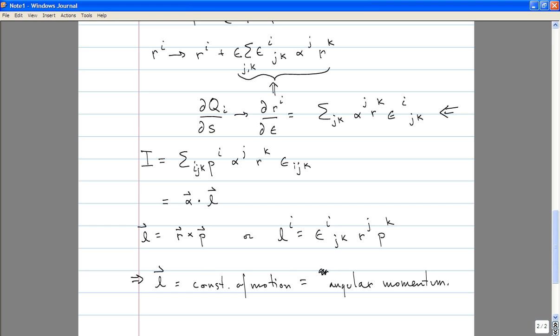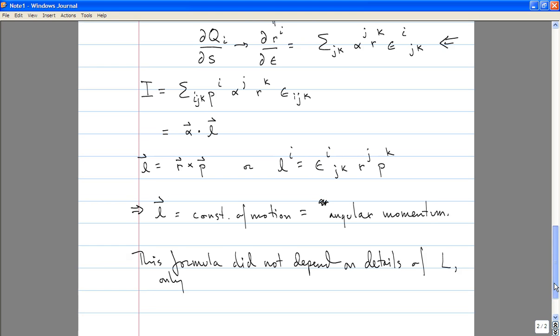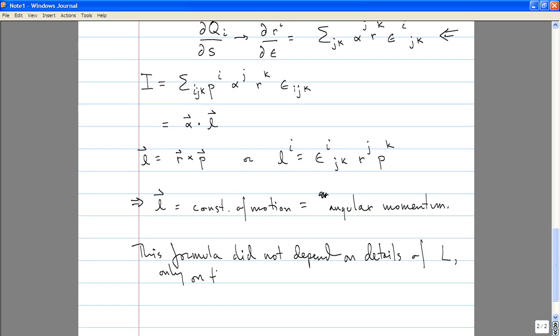So perhaps I should write it down. So this formula did not depend on the details of the action, only on the fact that L was rotationally invariant.